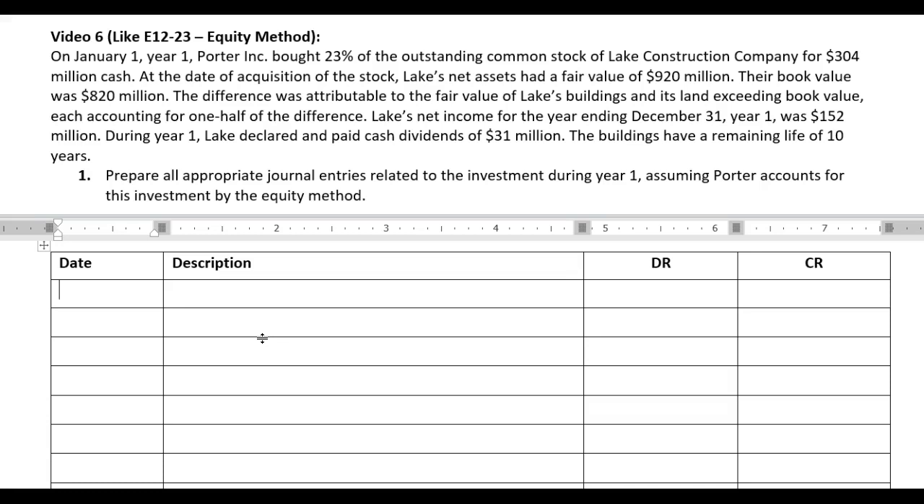In other words, they're carrying these assets at $820 net. The fair value of them is $920. So when we purchase a company, it's based on the fair value of the company, and that would be the $920.